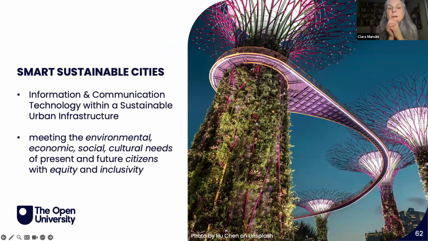Now, conceptually, smart sustainable cities are expected to integrate advanced information and communications technology within sustainable urban infrastructures. Digital sensing technologies, cloud computing infrastructures, middleware architectures, and wireless communication networks would all be used to monitor and analyze urban phenomena and to plan and manage access to resources and services in order to meet the environmental, economic, social, and cultural needs of their citizens with equity and inclusivity.